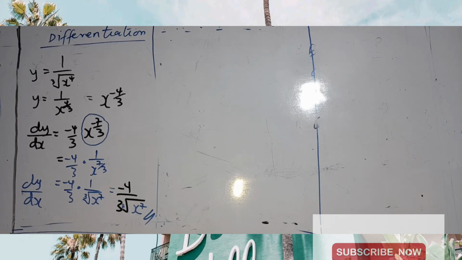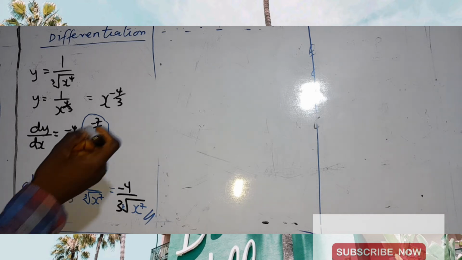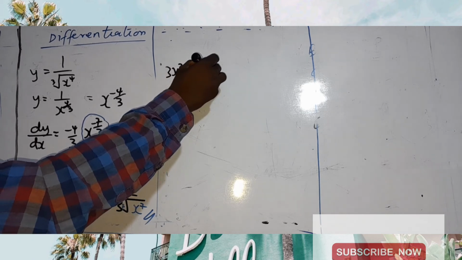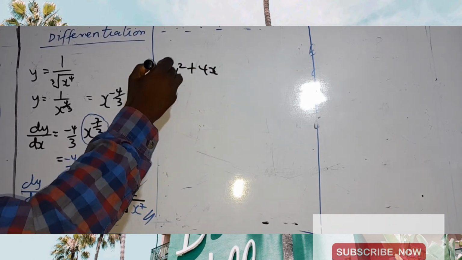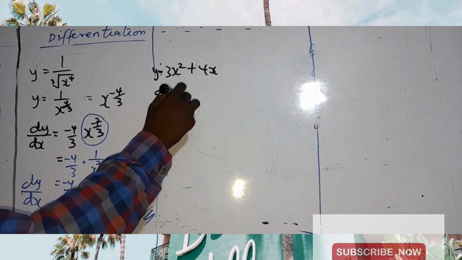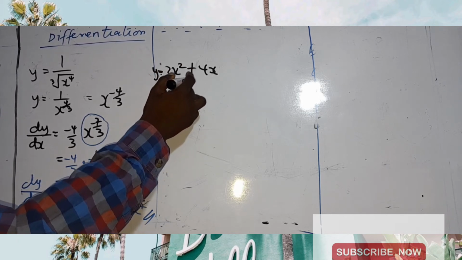What if you are given a question where they are summing it? If they are summing it, don't worry, it's just the same thing. So we are looking at differentiation of a sum or difference. For example, you have a question like y equals 3x squared plus 4x, and you have to differentiate this one. Just find dy/dx. Here you take them one by one.